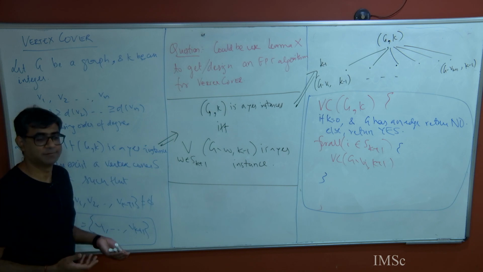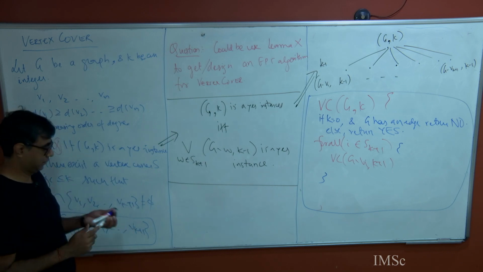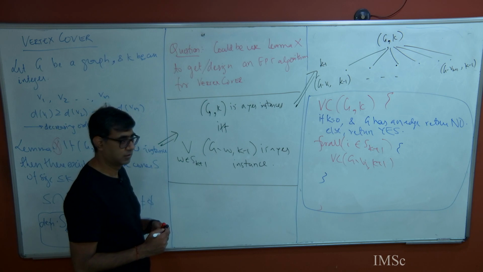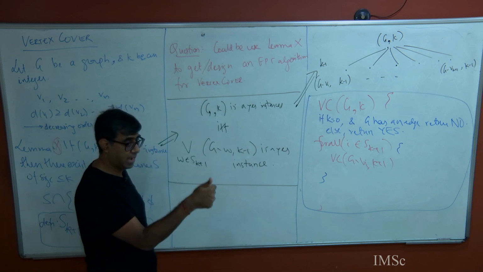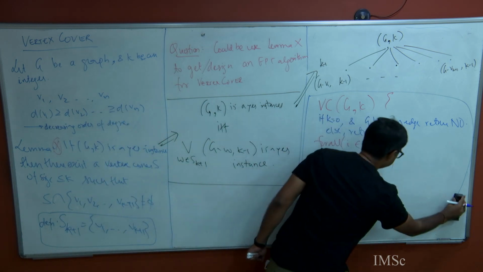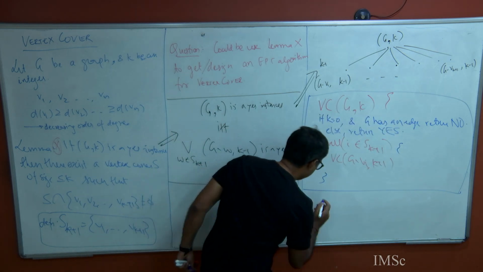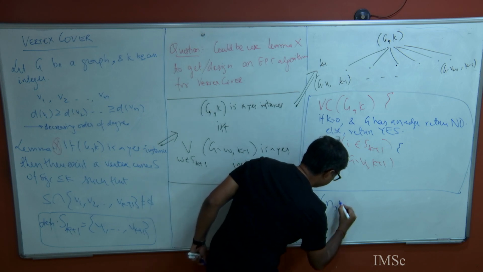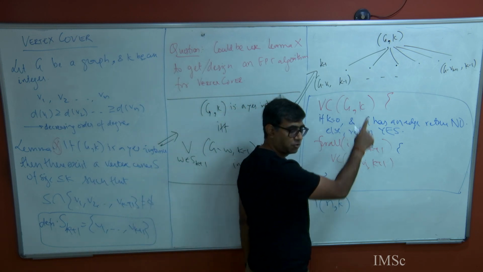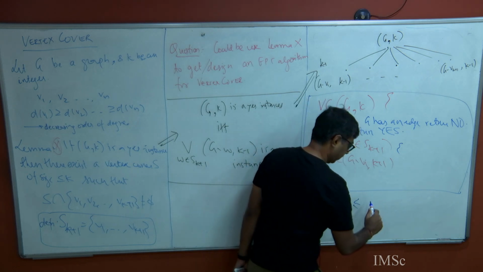Does anyone have any issue with the algorithm? Right? What is the running time of this algorithm? That is not clear, okay, or that is also clear, but what should we do if we do not know the running time? Write down the recurrence. So let us write down the recurrence, but now the recurrence has two parameters, n and k, okay. So let us write down the recurrence. T on n vertices and k, okay. How many instances am I going to call?